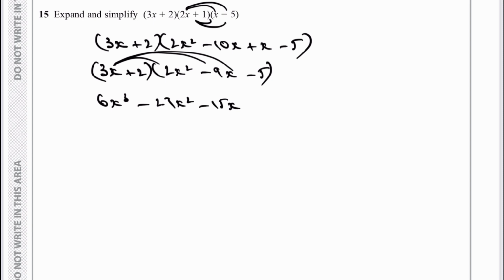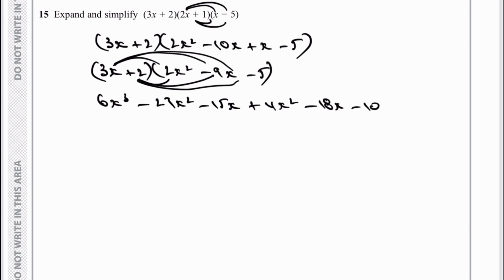I'm now going to multiply by plus 2. So I'm going to get plus 2 multiplied by 2x squared is going to give me plus 4x squared. And then I'm going to get minus 18x, and then finally I'm going to get minus 10.